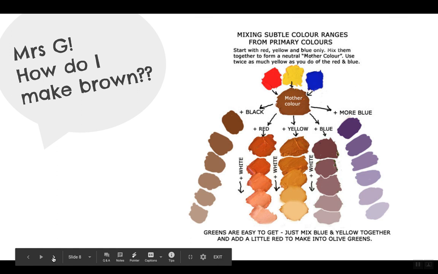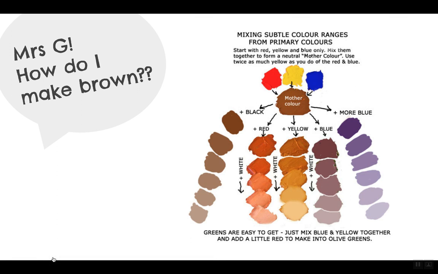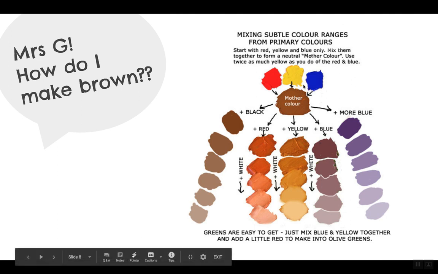I get this question all the time, so I thought I'd just address it right now. How do I make brown? You can totally make brown. You're going to need all of the colors, and you're going to need twice as much yellow as you have to use red and blue. If you don't do that, you're going to end up with kind of an army green color. So try it. If you need to make a brown, you can get there.